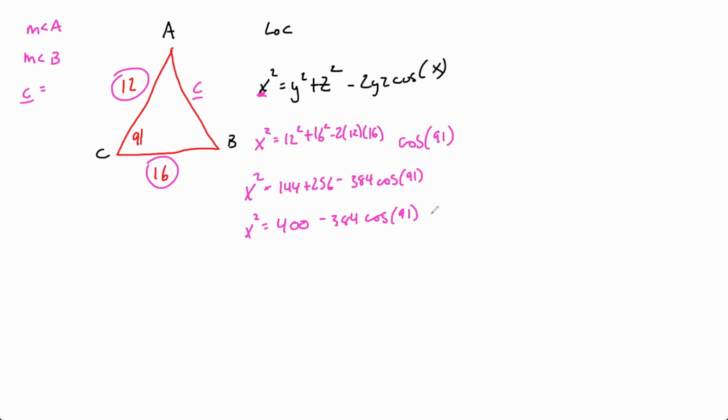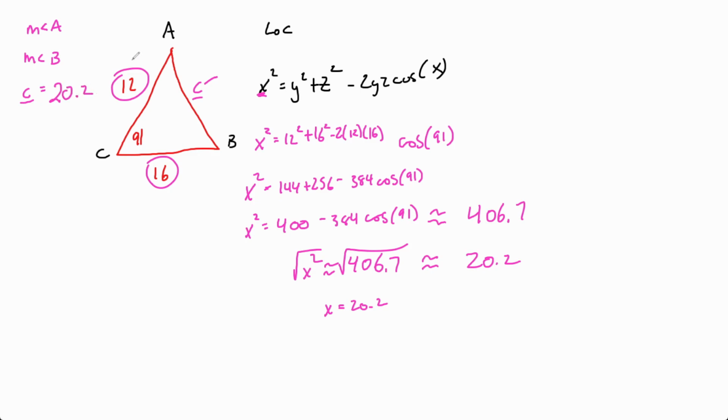And we get, and we're going to go ahead and round this, but I'm not going to round it on my screen yet. I still have one more step. So this tells me that x squared is approximately 406.7. But I need to take the square root of both sides of that. So I can do square root answer. And I can see that this is approximately 20.2. So x is equal to 20.2, keeping in mind that c is the one we were solving for. So now I have c is 20.2.